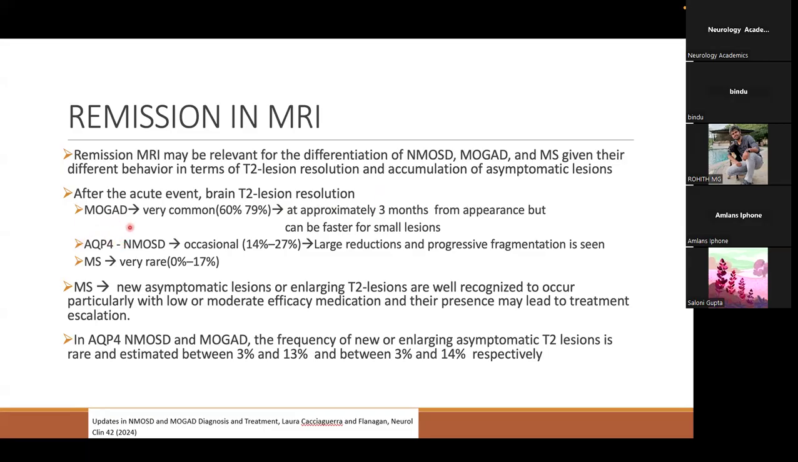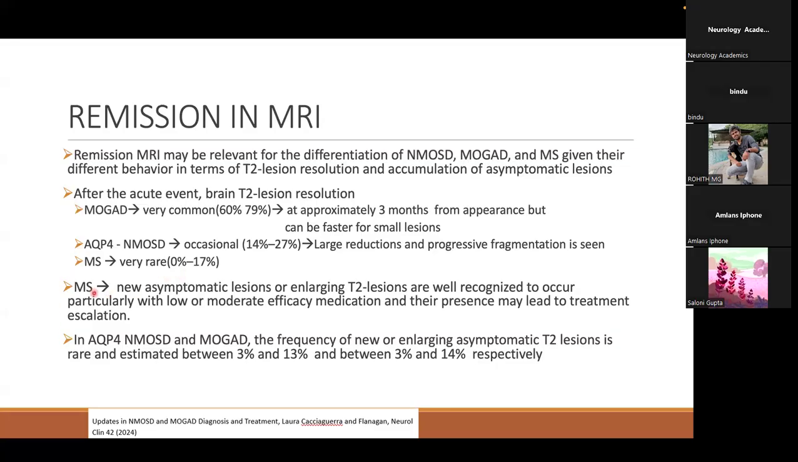But this remission is only occasional in NMOSD, because only 14 to 27% of the patients will have these lesions remit. However, a large reduction of the lesion can occur, and progressive fragmentation of the lesion will be there. And in MS, resolution of the lesion is very rare. Only in 0 to 17% will it resolve.